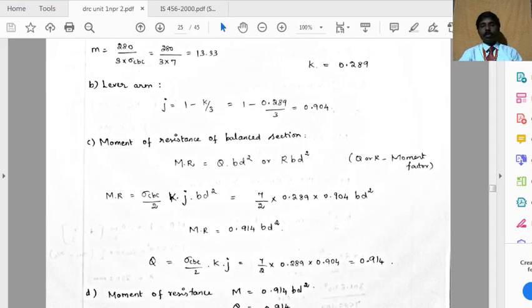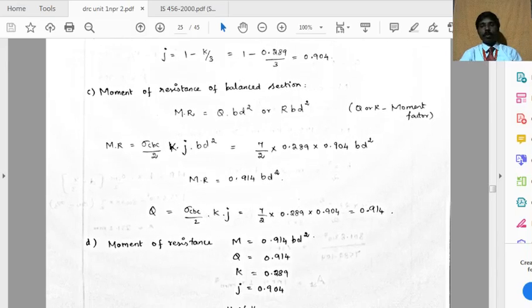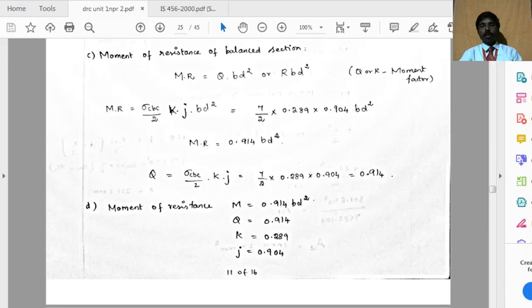The moment of resistance formula is Q into BD square. So Q can be written as sigma CBC divided by 2 into K into J. By substituting the value of Q in the moment of resistance formula, we get sigma CBC divided by 2 into K into J into BD square, which is equal to 7 divided by 2 into 0.289 into 0.904 into BD square. After multiplying all the values, we get 0.914 BD square. Finally, we have calculated the values of K, J and Q.